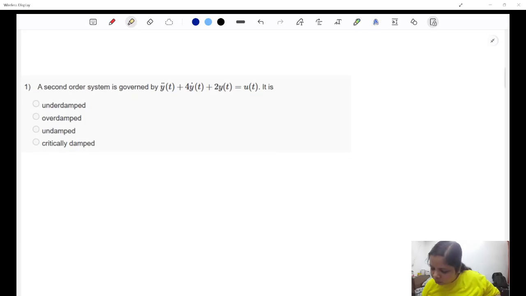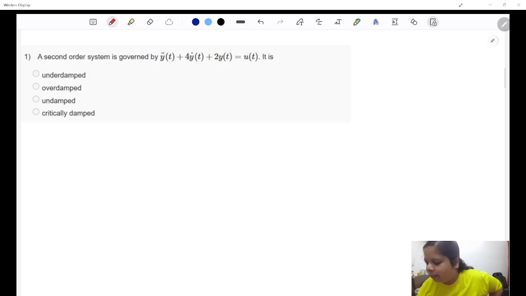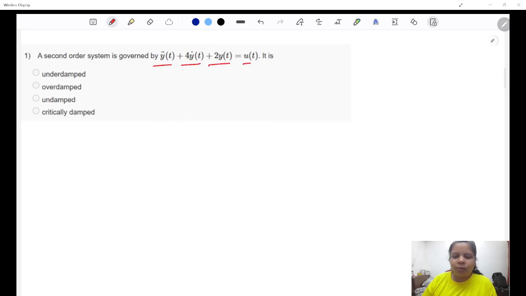So I would request you to be ready with pen and paper, and let's solve this. A second order system is governed by y double dot t plus 4y dot t plus 2y(t) is equal to u(t). Second order system, right? So we need to find if the system is underdamped, overdamped, undamped or critically damped. The very first step is to find the Laplace transform. Once you have the Laplace transform, compare it with the omega n equation.